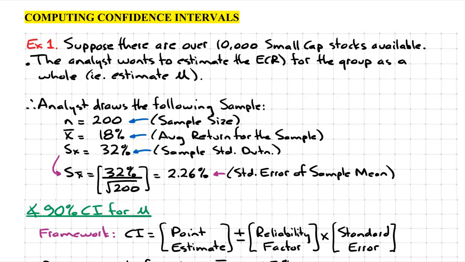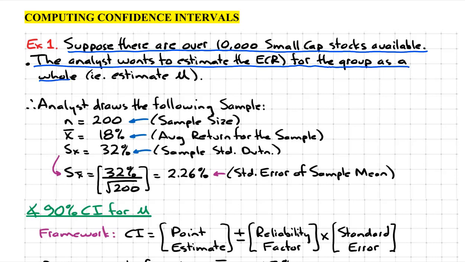Computing confidence intervals. Let's have a look at an example. Suppose that there are over 10,000 small cap stocks that are available. Now the analyst wants to estimate the expected return for the group as a whole. In other words, she wants to estimate the population average for all these 10,000 small cap stocks.